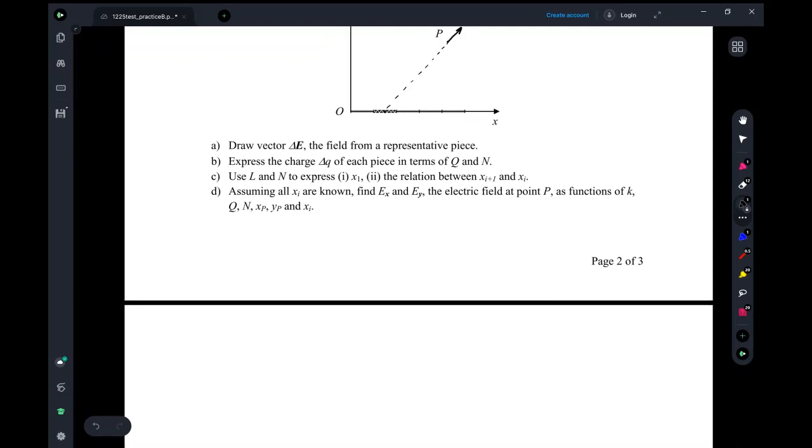Express the charge delta Q of each piece in terms of Q and N. So we're going to write here. A is done, so B: delta Q is Q over N.